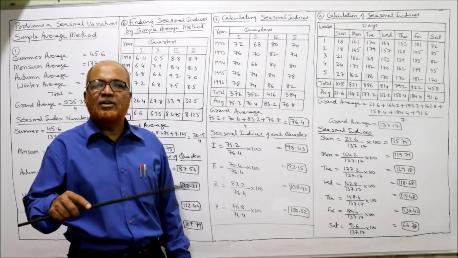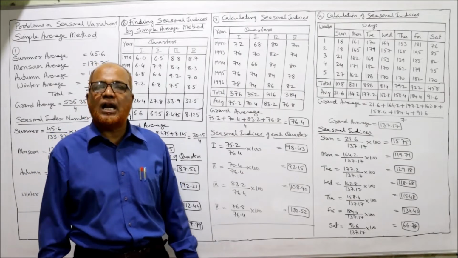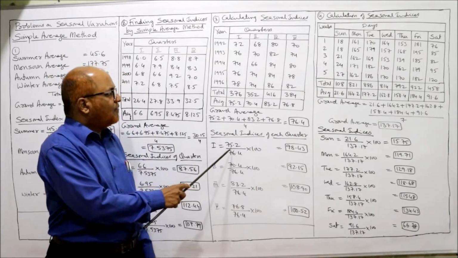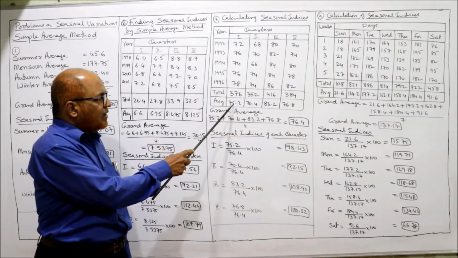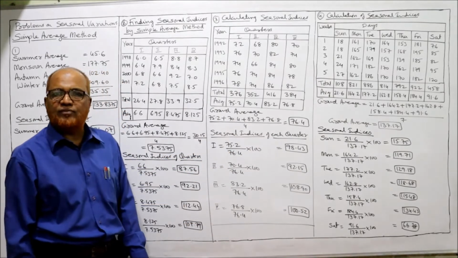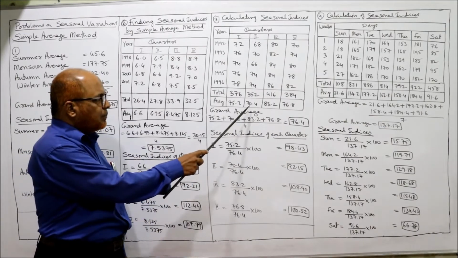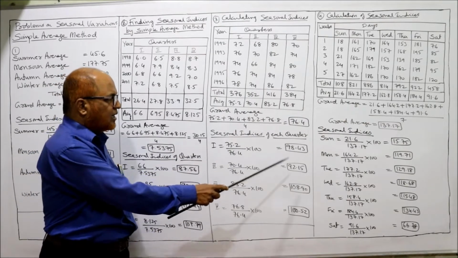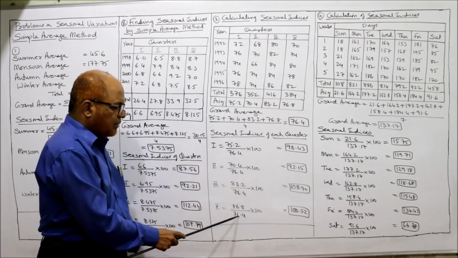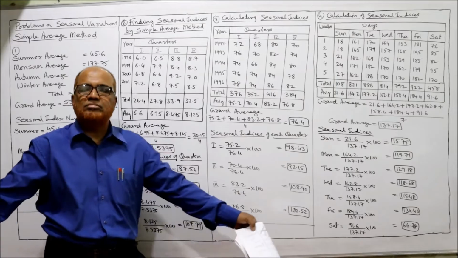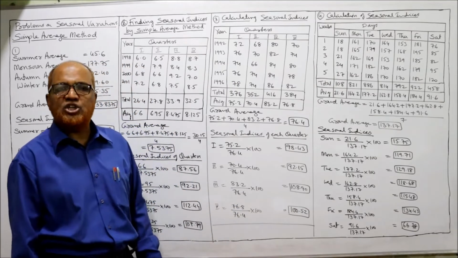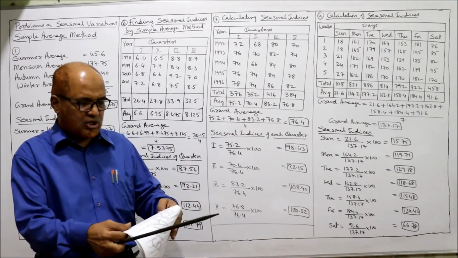Now average divided by grand average into 100, you will get seasonal index. So seasonal indices of each quarter. First quarter 75.2. 75.2 divided by 76.4 into 100, 98.43. Similarly 70.4 divided by grand average into 100. 83.2 divided by grand average, you get 76.8 divided by grand average, 100.5. That's all. These are the index numbers of each of the quarter according to simple average method.